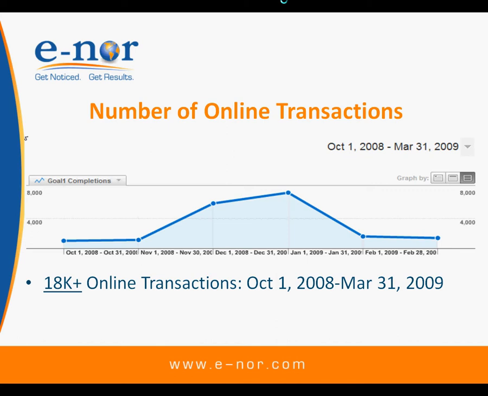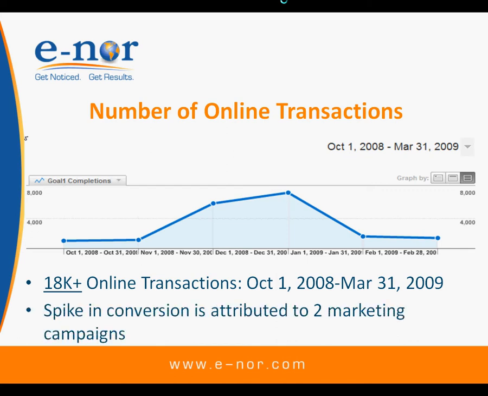This is the number of transactions. This is not a dollar value yet, just showing you the number of transactions that took place. And again, that trend, that spike, correlates well with the increase of traffic, which is a good thing. That means our marketing efforts did well, more or less.